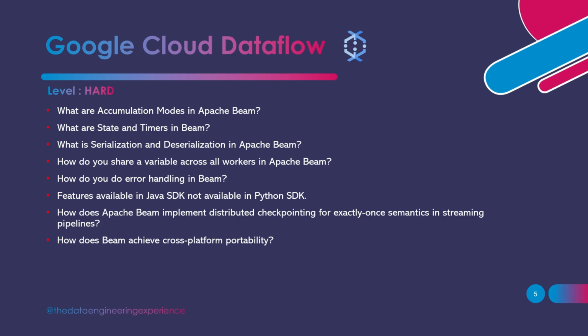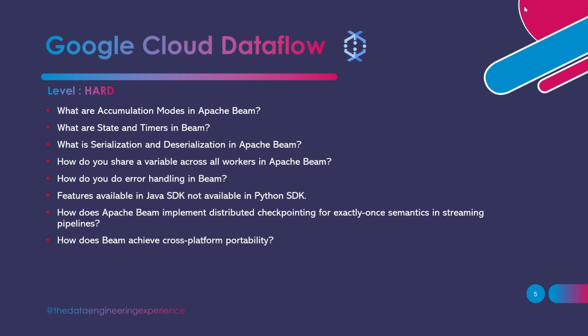So you might also get a question like, how do you share a variable across all the worker nodes in Beam? The answer should be side inputs. Side inputs allow you to share data across all workers, like configuration data, lookup tables, or any shared values that are constant throughout your pipeline. Then you might get questions like, how do you perform error handling in Beam? You can say that we can do error handling in Beam the normal Pythonic way, using try-catch blocks, or you can use the side outputs that we previously discussed.